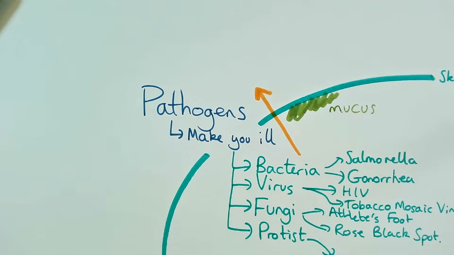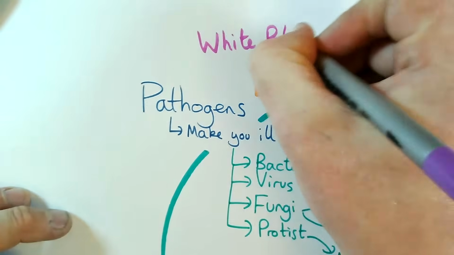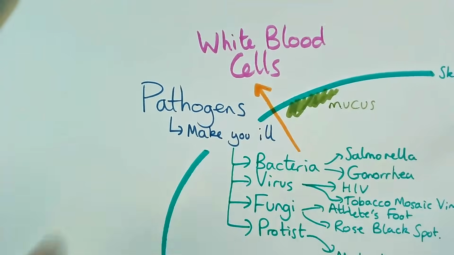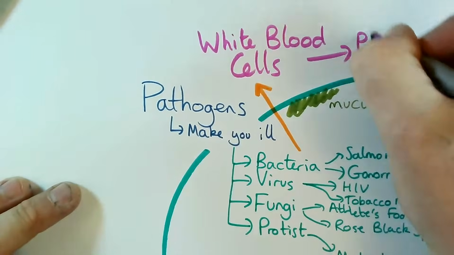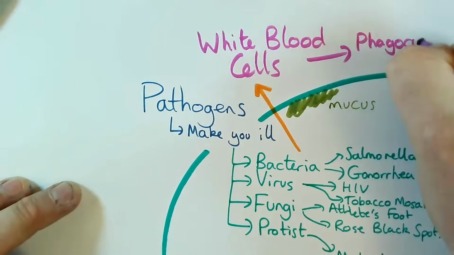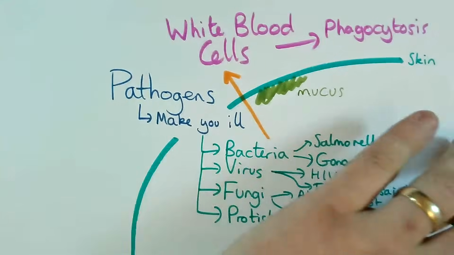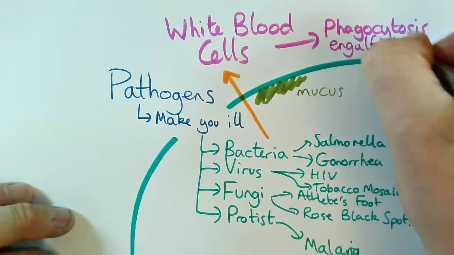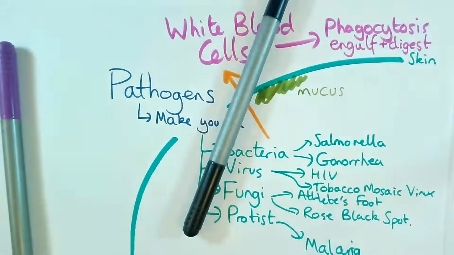So now in come the white blood cells, and these work in three ways. The first way is technically called phagocytosis. Let's put that in for those higher beans. Phagocytosis is a fancy word for engulf and digest.